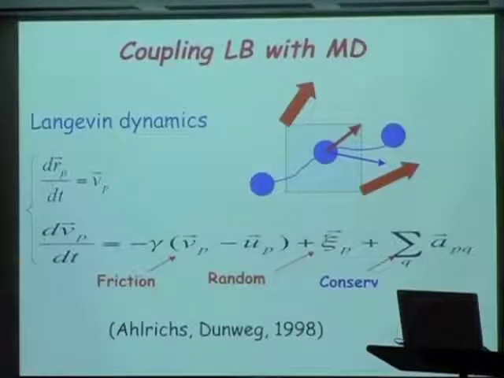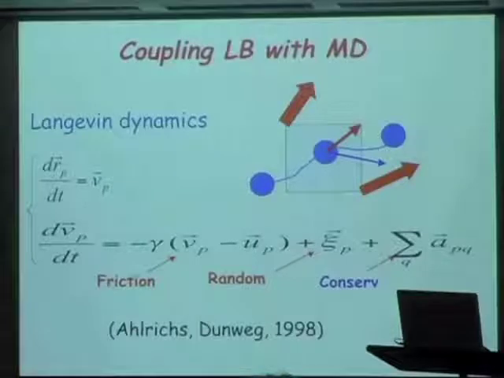Now, as to the coupling, the polymer, as you see, is living grid-free. The polymer beads do not need to be sitting on a lattice. On the other hand, the red arrows here represent the fluid velocity, and the fluid velocity lives on the lattice. So this velocity comes from the lattice Boltzmann. So you have a system where the molecular degrees of freedom are grid-free, whereas the fluid degrees of freedom are grid-bound.